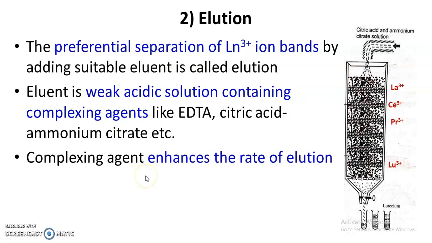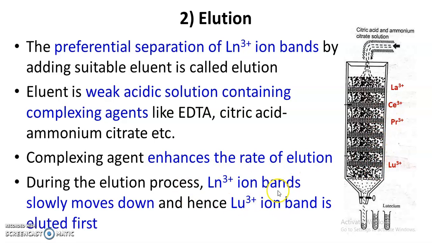Now the complexing agent enhances the rate of elution, and during the elution process, lanthanide plus 3 ion bands slowly move down, and hence the lutetium plus 3 ion band is eluted first. Actually, at the time of elution, the adsorbed lanthanide ions involve stepwise removal of lanthanide ions from the resin in the form of complex species.